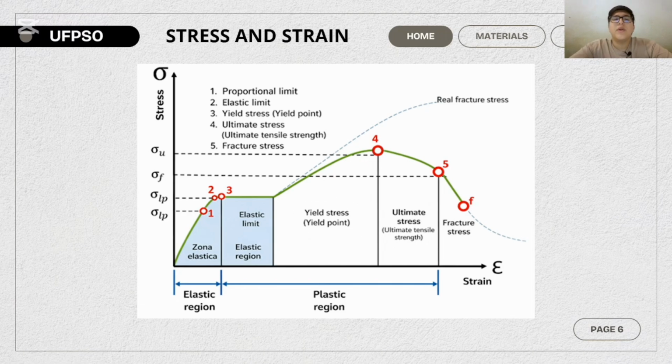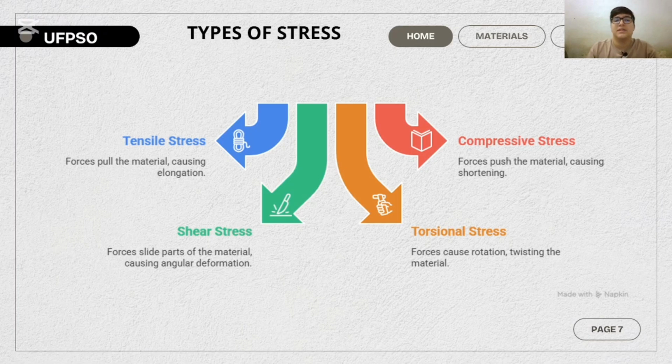Based on this, we must understand that there are several types of stress and several types of strain. Tensile stress. Tensile stress occurs when a material is subjected to forces that pull in opposite directions, causing the body to elongate. When a tension force is applied, the internal particles of the material move apart, producing an increase in elongation.